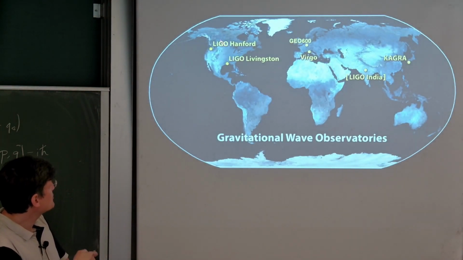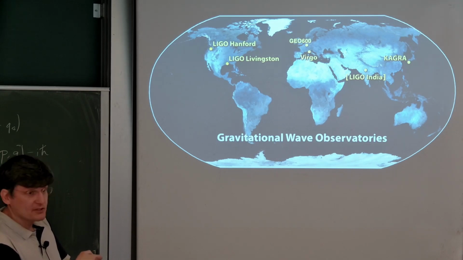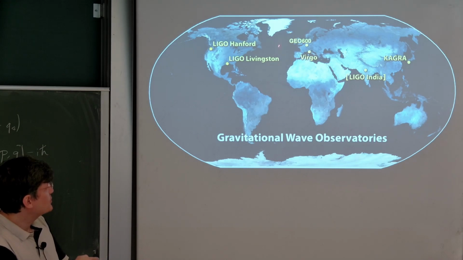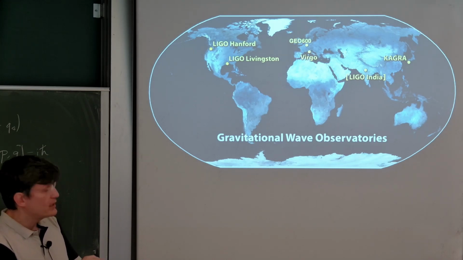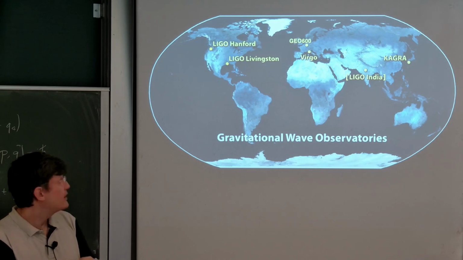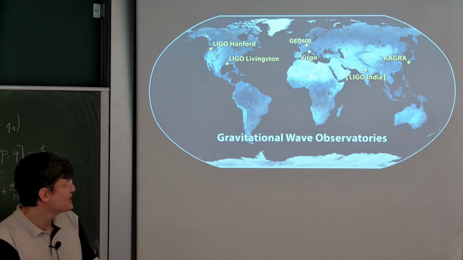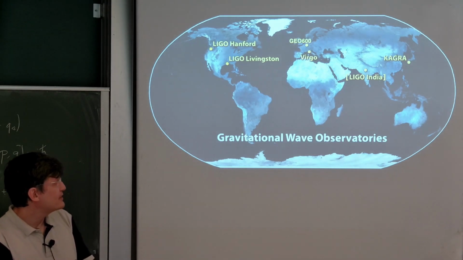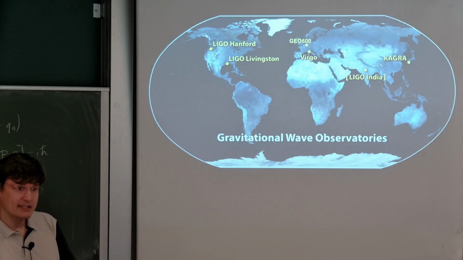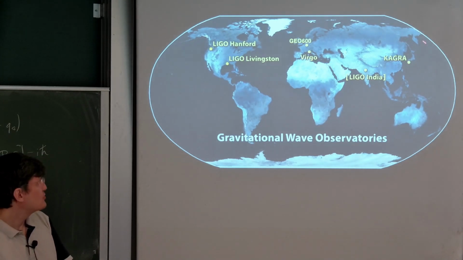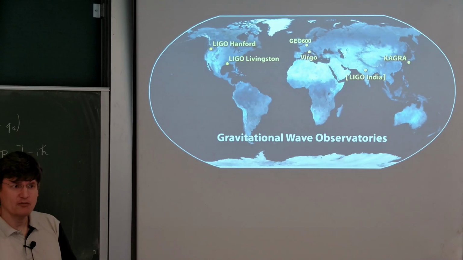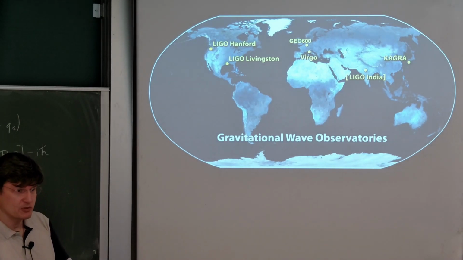a network with the 2 LIGOs and Virgo, with GEO running on and off, but it's not very sensitive, but it is very sophisticated and does lots of prototyping. KAGRA will actually join the 3 Western detectors. It's in Japan in the Kamioka mine, and it's planned to observe simultaneously with the other ones starting in November, I think, the next observing run.